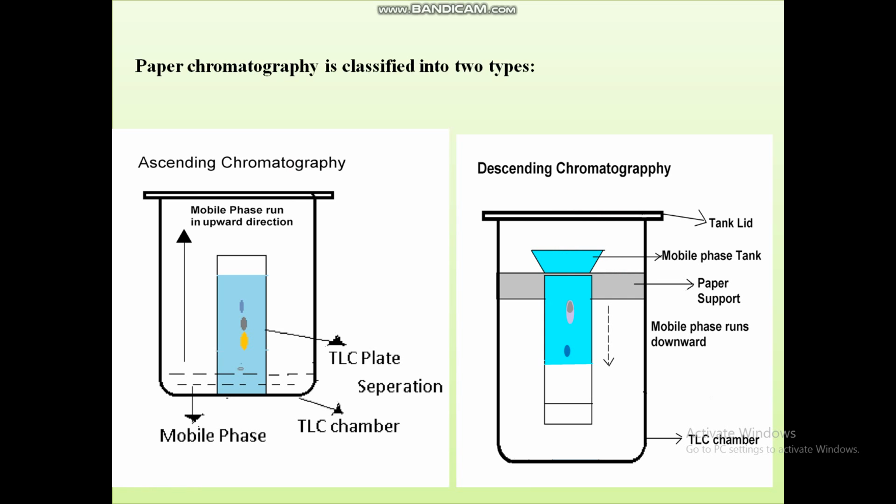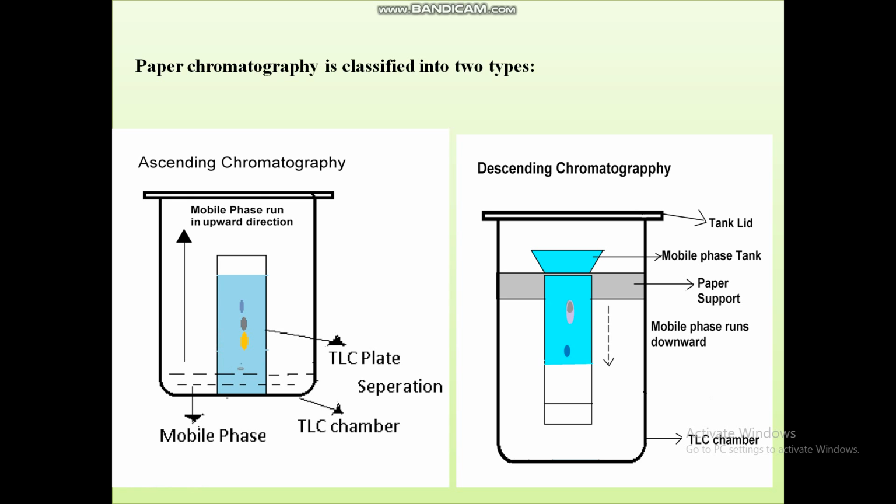Here, a small spot of sample is placed about 1 centimeter from the base. When the paper is dipped in the mobile phase, the mobile phase starts to move in the upward direction and carries the sample. These are the different components or bands. Finally the components present in the sample get separated into various bands, and from that we can identify the components present in a sample mixture.